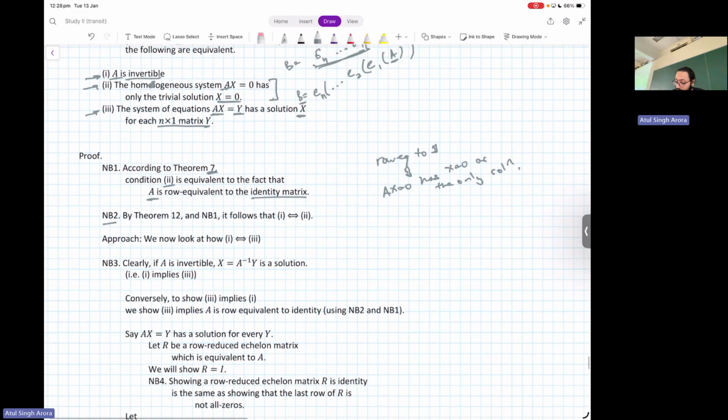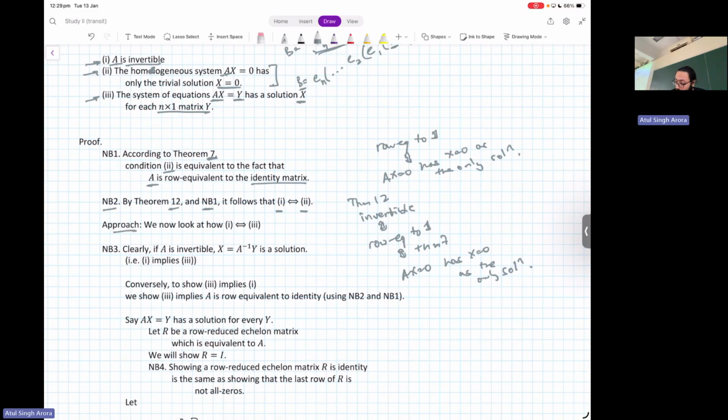Okay? And the statement is saying that from Theorem 12 and the statement above, it follows that 1 and 2 are equivalent. Right? Because, so Theorem 12 said what? Theorem 12 said that invertible is equivalent to row equivalent to identity. That was one of the steps of Theorem 12. And we just said that being row equivalent to identity, from Theorem 7, was that Ax equal to 0 has x equal to 0 as the only solution. Right? So this is fine.